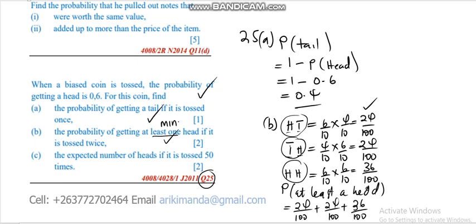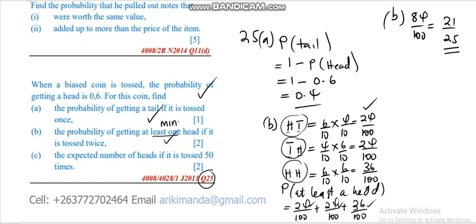We continue with our B question. If we add 24 and 24 and 36, what do we get? We get 84 over 100. If this is reduced to its lowest term, what do we get? We get 21 over 25. This is the answer. So the probability of getting at least one head if the coin is tossed twice is this one. We are done.